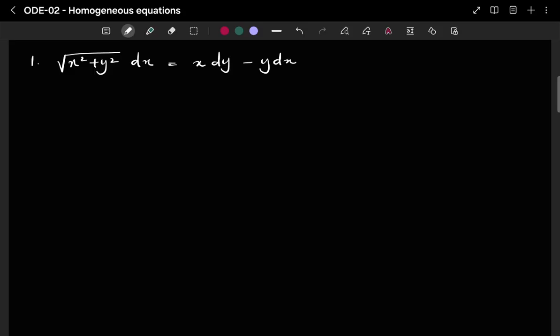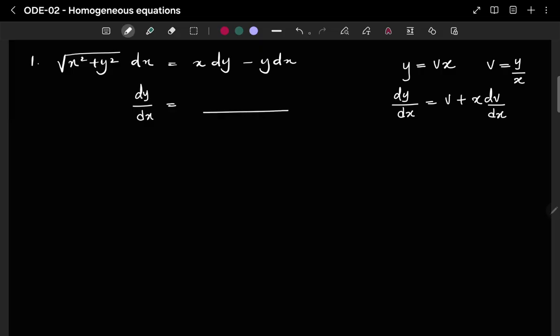When solving this type of equation, we need to use the substitution y equals vx, or else v equals y by x. By differentiating this, we get dy by dx equals v plus x dv by dx. In this equation, we have (x squared plus y squared) square root dx equals x dy minus y dx. We need to convert this into a form like dy by dx equals something. To convert this, we can divide the whole equation by dx.